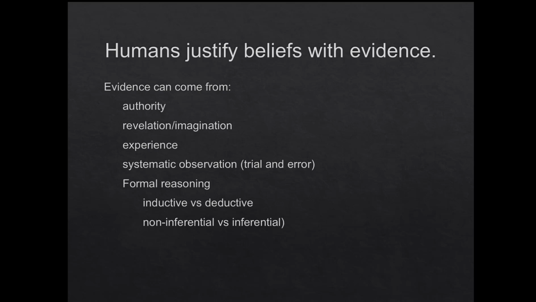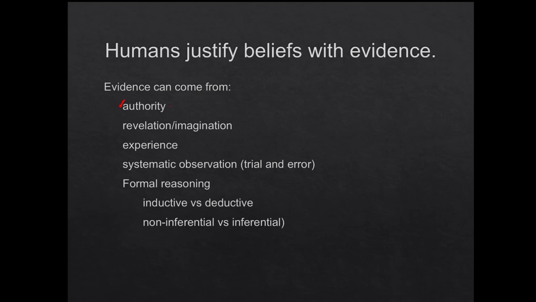So evidence can come from authority. So authority can be either sort of academic or expert advice, but it could also be from power. So authority can be power, or it could be trust, I guess, is another way. Revelation or imagination is another way that humans have traditionally known things to be true, and sometimes that works well and sometimes that does not. So experience. We have experiences, and from those experiences we learn things to be true.